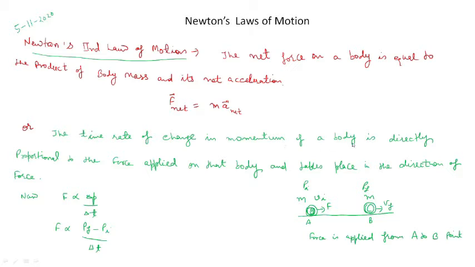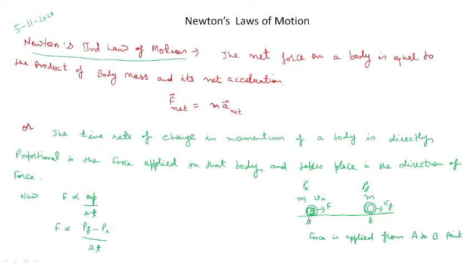Or in other way, we can define Newton's second law of motion as the time rate of change in momentum of a body is directly proportional to the applied force on that body and takes place in the direction of the force. You know that as momentum is a vector quantity and force is also a vector quantity, so in which direction we apply the force, the change in momentum takes place in that direction.